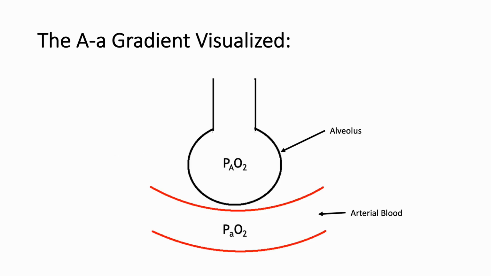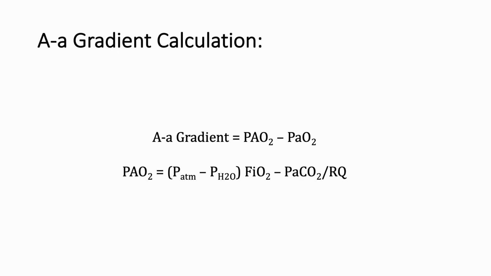Simply put, the AA gradient serves to compare the amount of oxygen in the alveoli, the P capital AO2, to the amount of oxygen dissolved in the blood, the P little AO2. Here's a visual representation of what these values mean. We can calculate the P capital AO2 with a formula, and we can measure the P little AO2 from our arterial blood gas. The equation for estimating P capital AO2 is seen here.